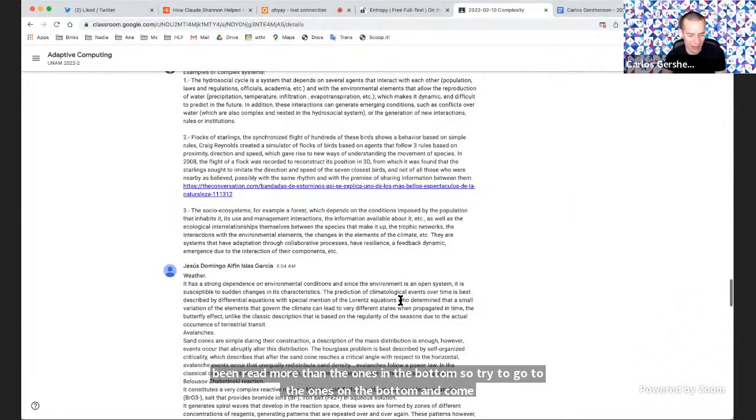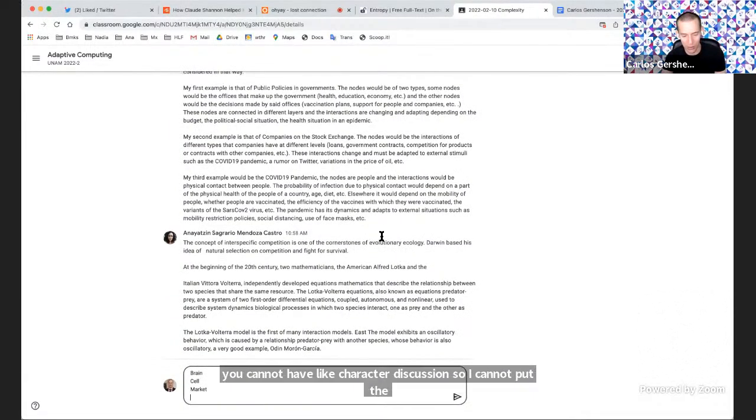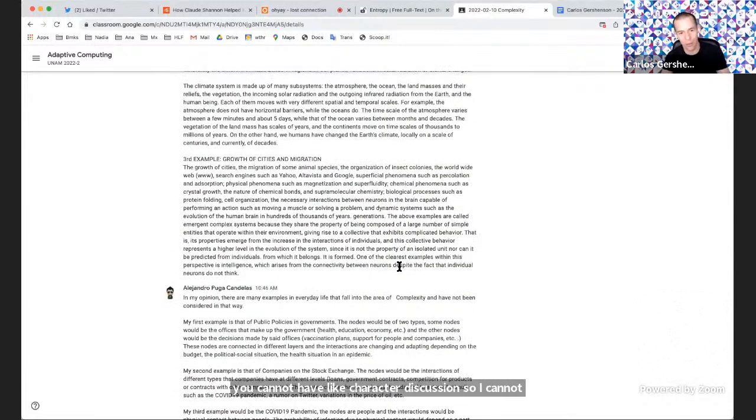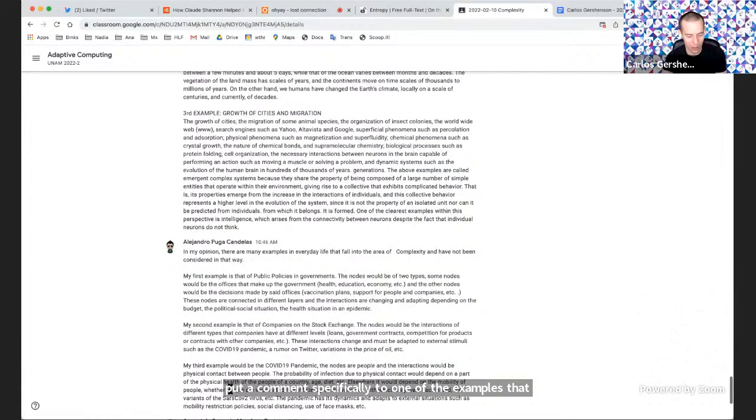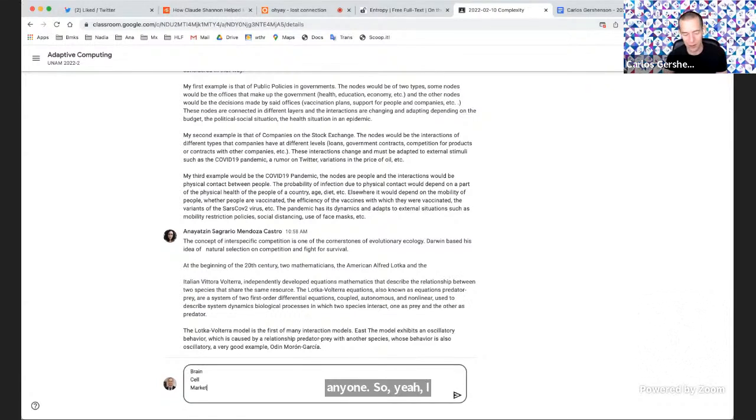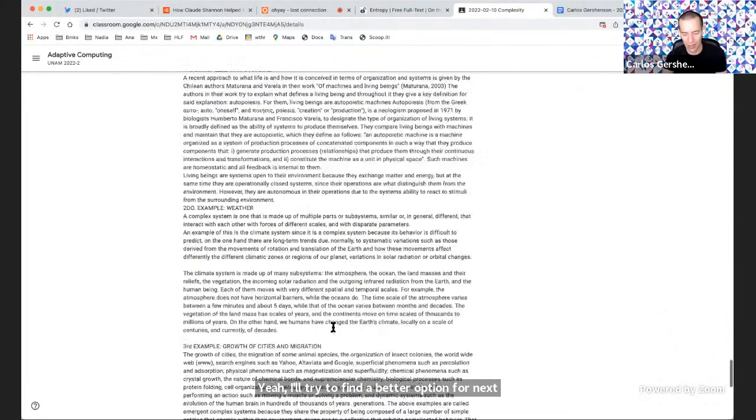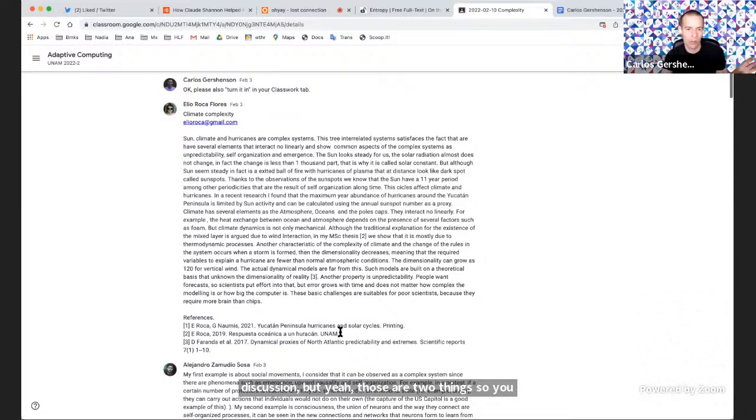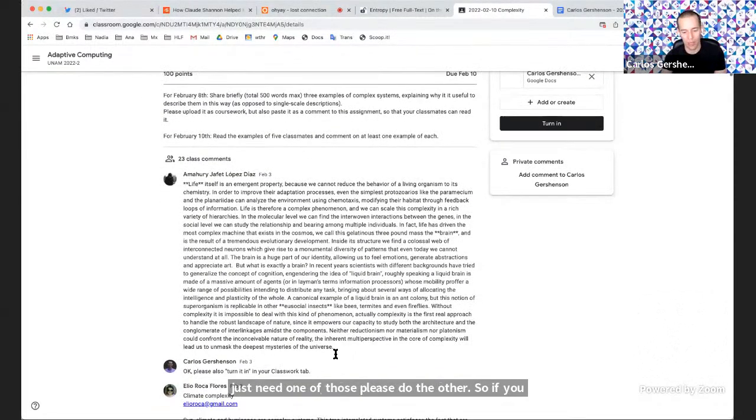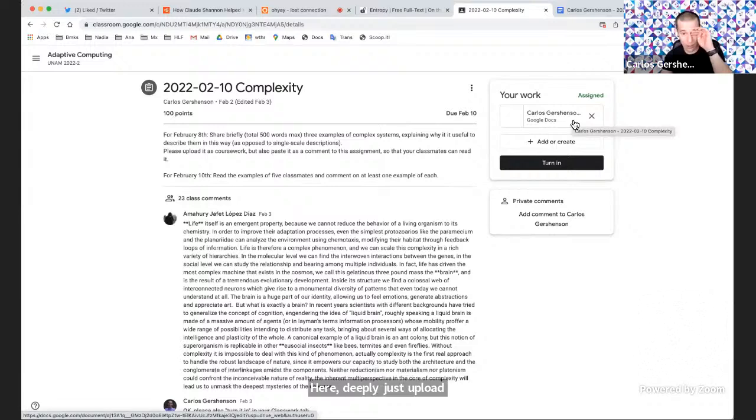Unfortunately, I only noticed that here you cannot have like hierarchical discussion, so I cannot put a comment specifically to one of the examples that would be more useful, and also I cannot tag anyone. I'll try to find a better option for next discussion, but yeah, those are 2 things. So if you just did one of those, please do the other. So if you just uploaded your examples here as a comment, please do them as well here. And if you just uploaded it as a Google Doc or whatever, please copy paste them as a comment.